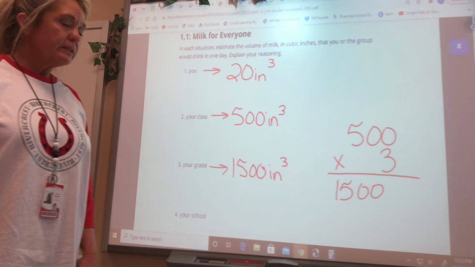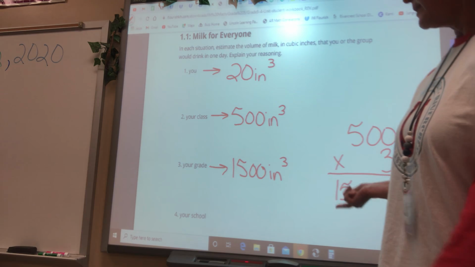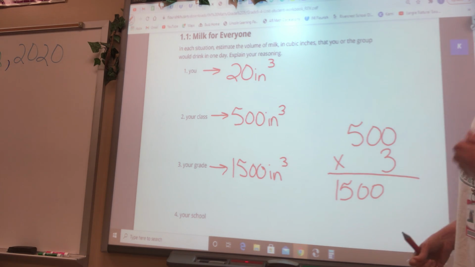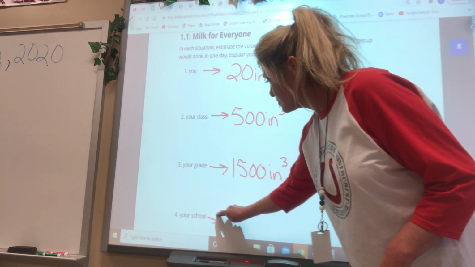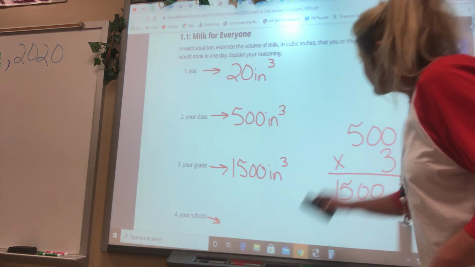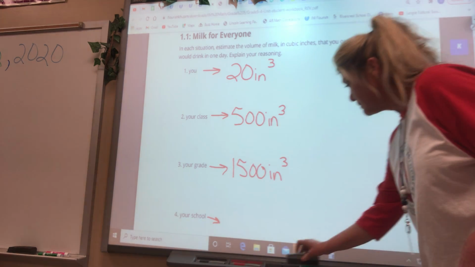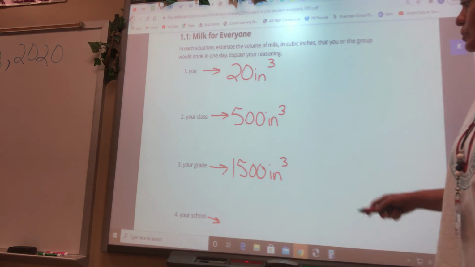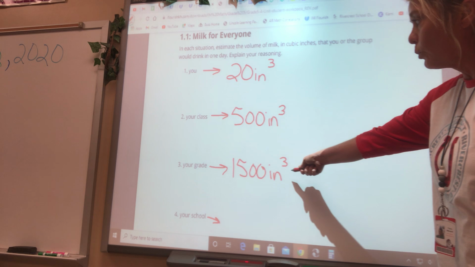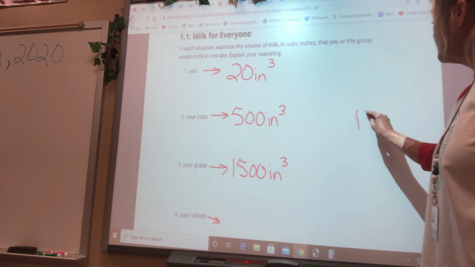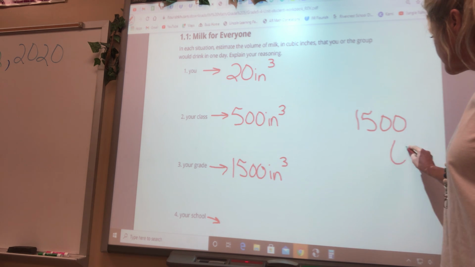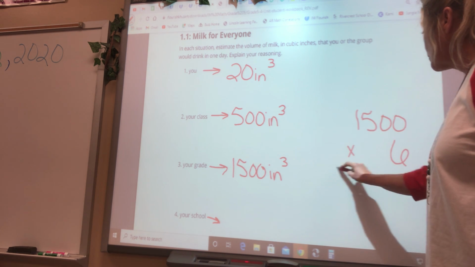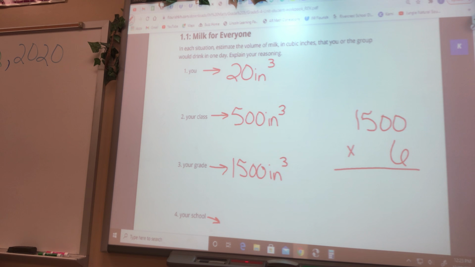And then finally, on number 4, it says your school. Again, we're not using our school. It tells us that this school has 6 grades. So if each grade could drink an estimate of 1,500, and we have 6 different grades, we're multiplying times the power of 10, so we can multiply just the number part.